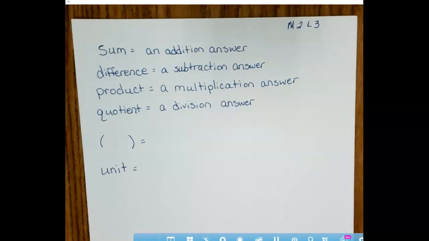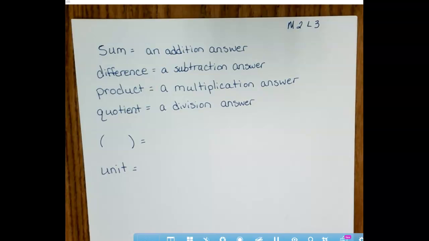A product is a multiplication answer. 3 times 3 is 9. 9 is the product of 3 times 3. And a quotient is a division answer. 6 divided by 2 equals 3. 3 is the quotient for 6 divided by 2.